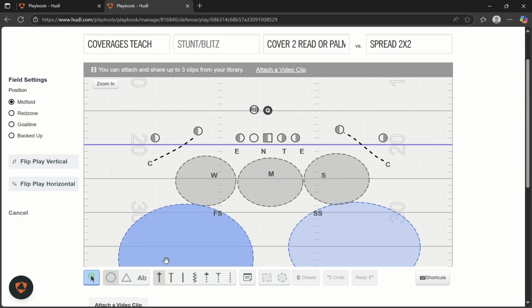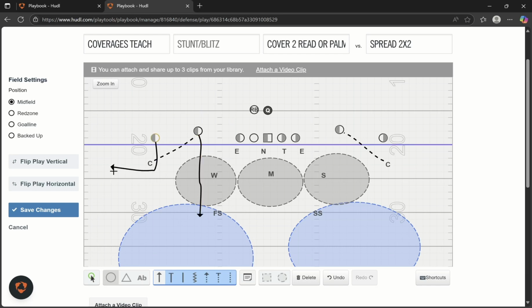So if number 2 runs straight, if he runs a vertical, let me go ahead and edit this. If he runs this, the safety will be taking him, because he's running towards the deep zone. The corner would then take his eyes back to number 1, and he would play over the top of number 1. So if number 1 runs an out route, the corner would be on top of that. If number 1 runs a vertical, just like number 2, the corner would be on top of that.